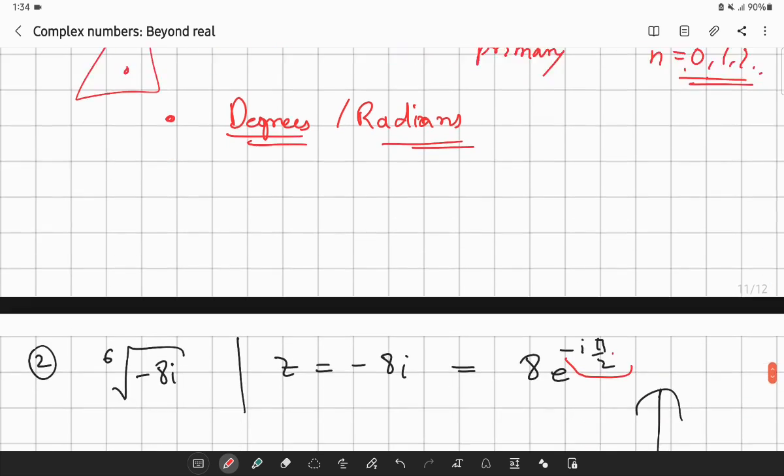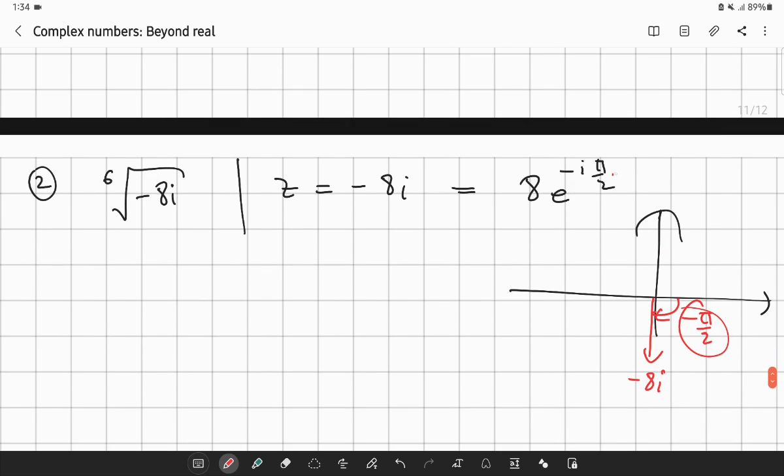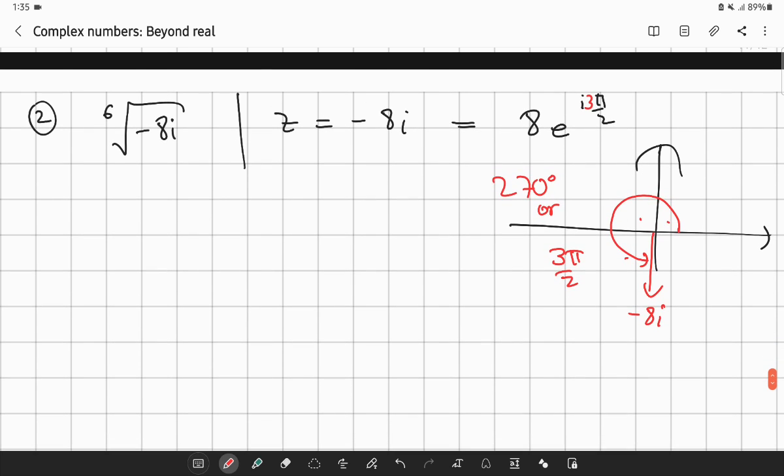n into n pi. So let's see what angle we should choose instead of minus pi over 2. We should choose this angle instead: pi over 2, 3 pi over 2. So I have 90, 90, 90. You can either use 270 degrees or 3 pi over 2. So this is wrong here. I should use 3 pi over 2. Okay, that was a test. I hope you didn't fall for the trick.